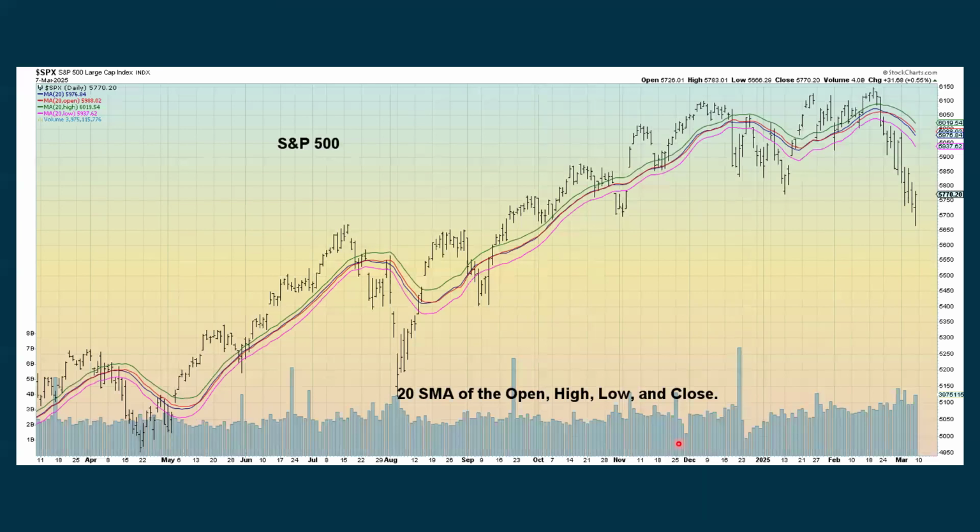And some support and resistance. I usually only show this chart when we're dealing with this little mini rainbow here. This is a 20 period simple moving average of the open, high, low, and close. We're well below the rainbow, and the rainbow's coming down.